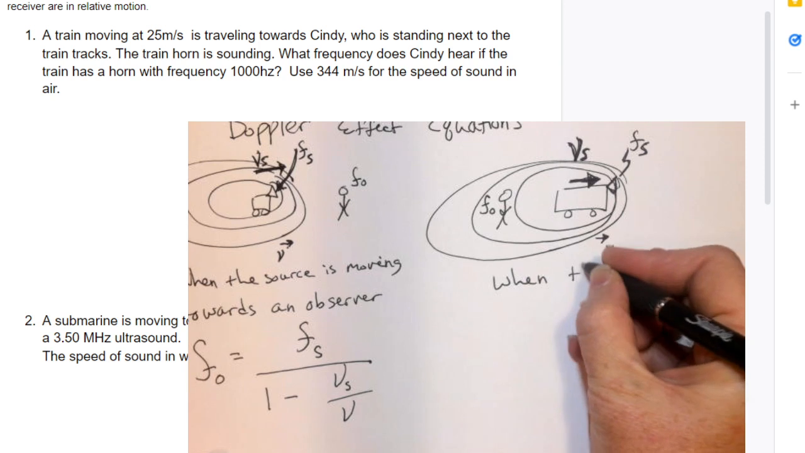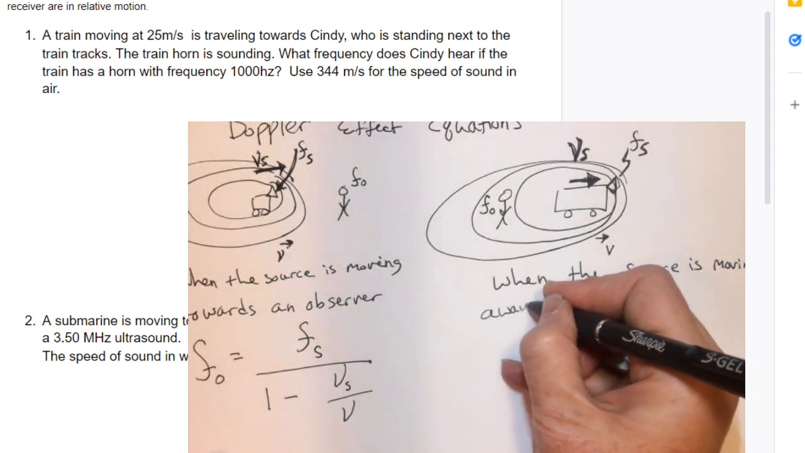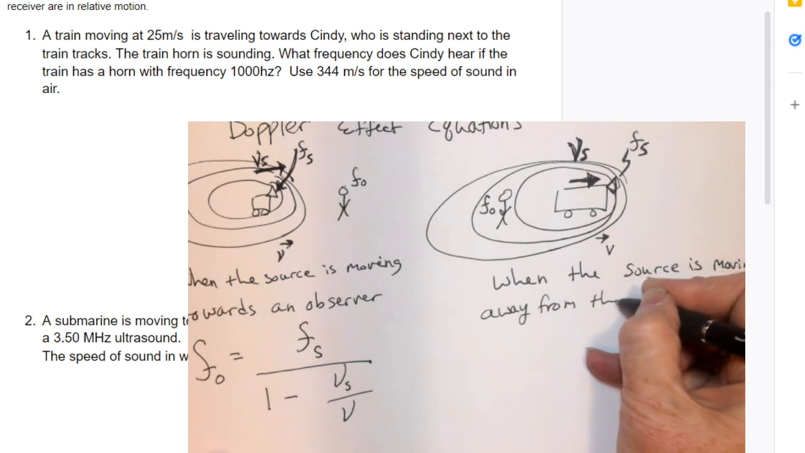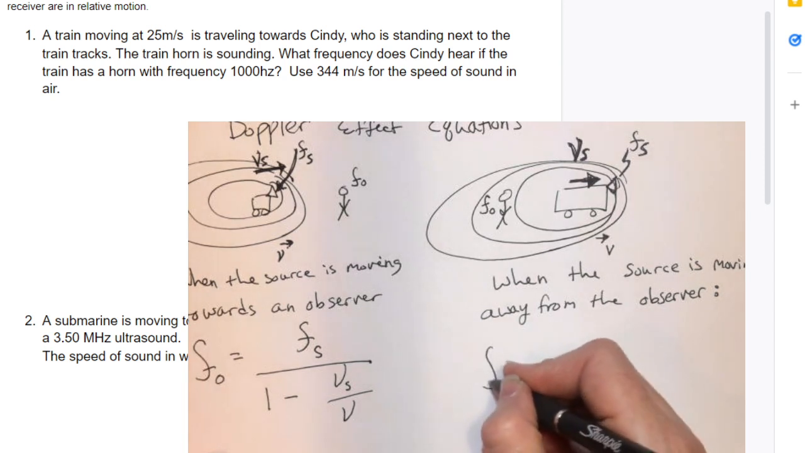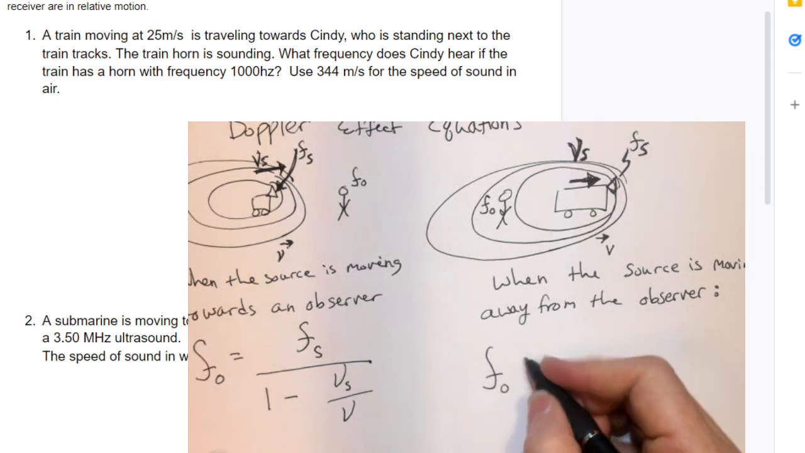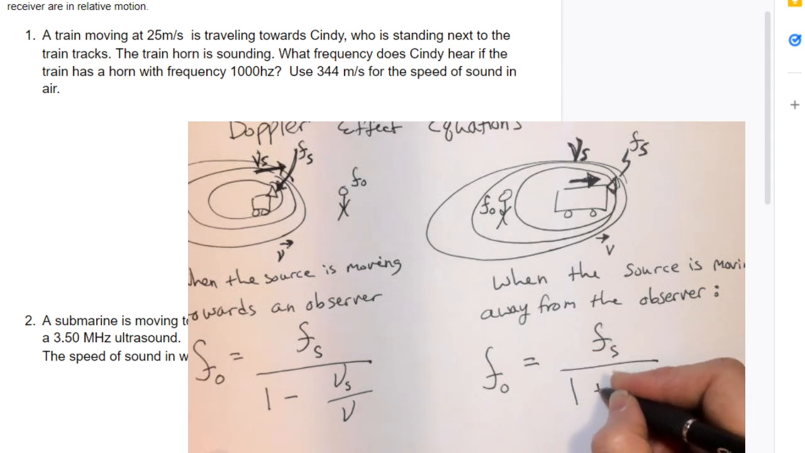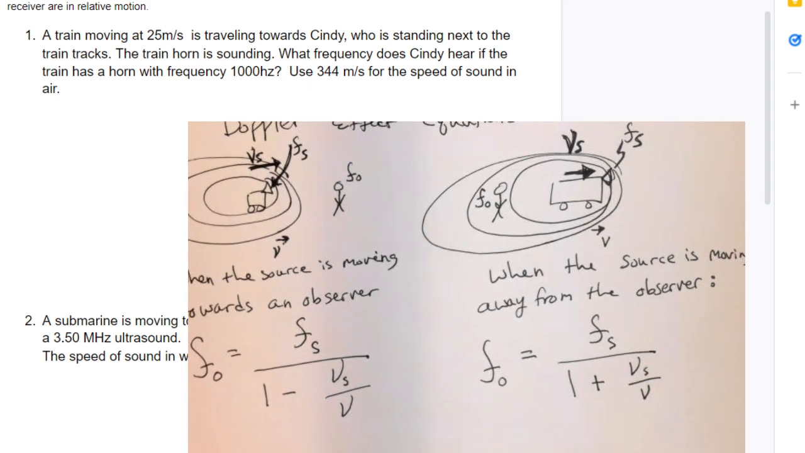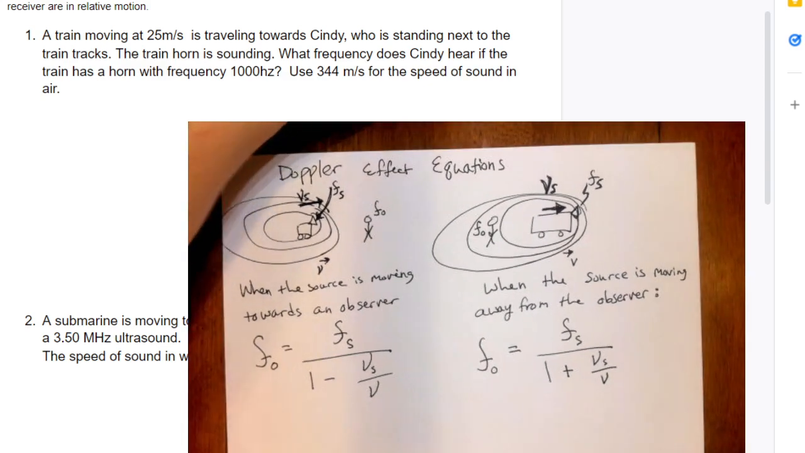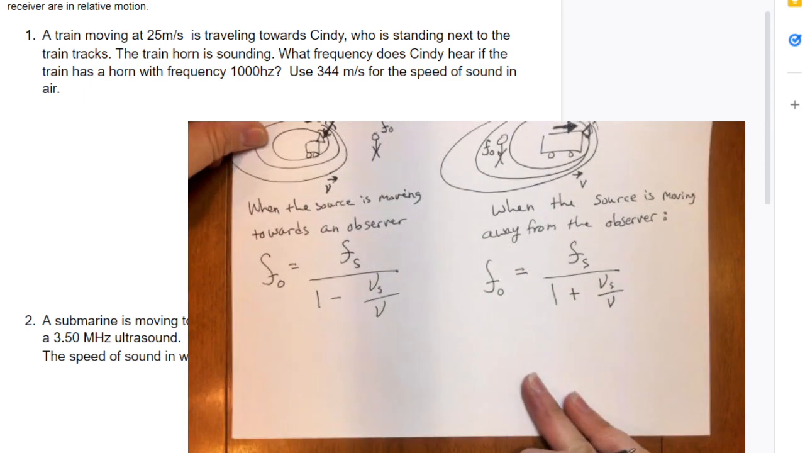So let's write the other equation. When the source is moving away from the observer, then we're going to use this equation. The frequency observed by the observer is the frequency emitted by the source divided by 1 plus velocity of the source divided by the speed of sound. You must have these two equations in your notes to be able to answer your homework problems that I'm going to help you with now.